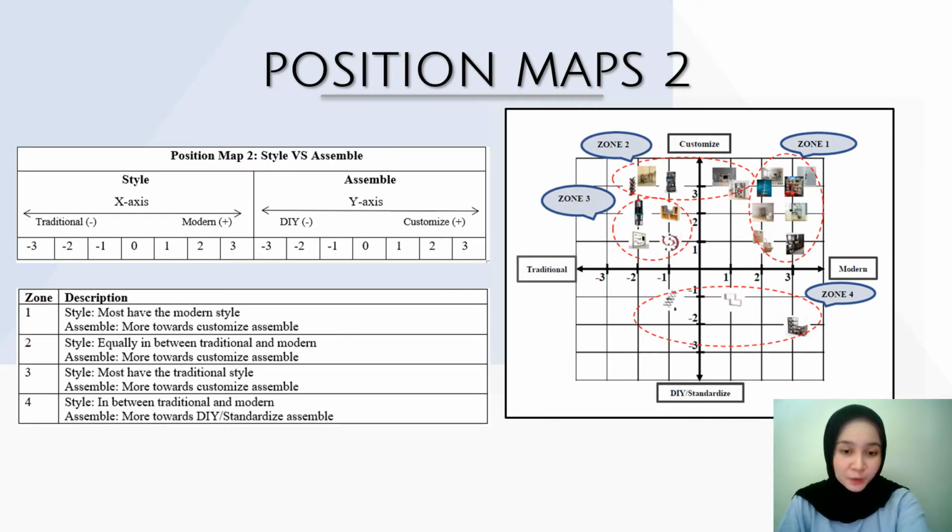In position map 2, the multipurpose bookshelf is also divided into 4 zones. Each zone analyzes the style, where it is traditional or modern, and the assembly, where it is customized or standardized.